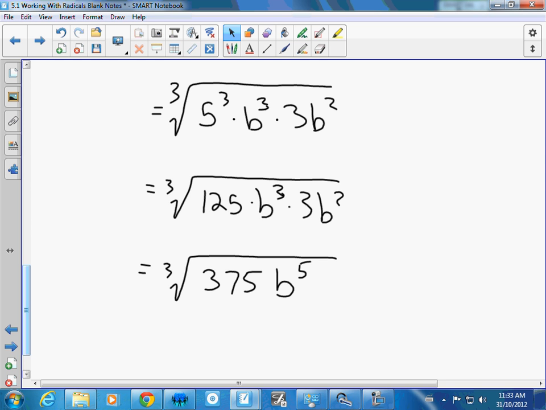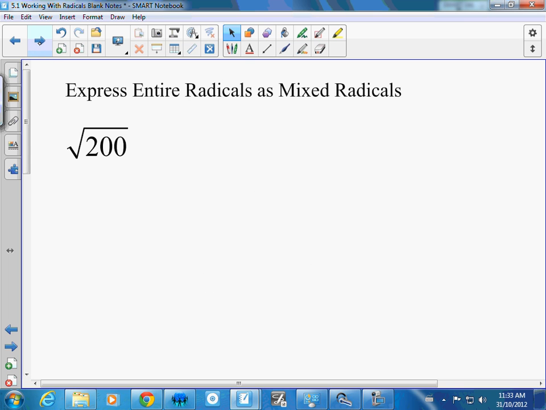Okay, let's simplify. Let's go the other direction now. We're going to take entire radicals and turn them into mixed. Okay? There's an entire radical. You have to take the one that you can take the greatest square root of, in this case, because it's a square root. So obviously you'd always try to take 200.